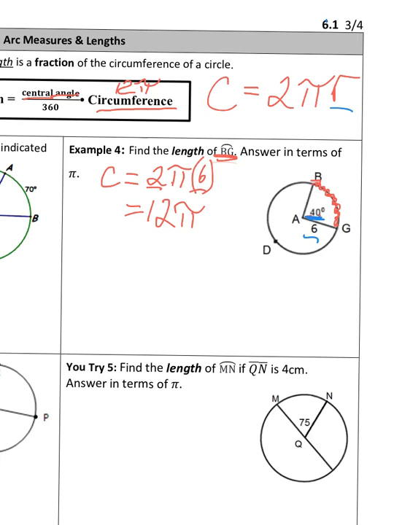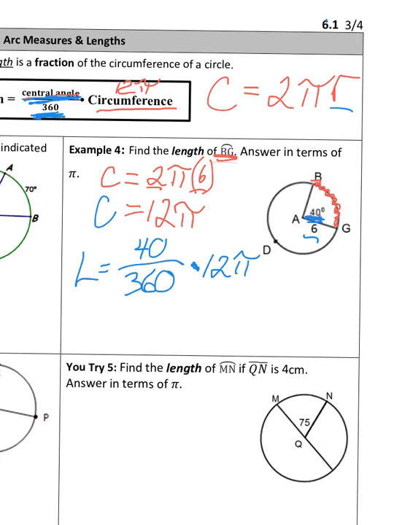So for my equation to find the length, it's going to be 40 degrees, the central angle, over 360. What this is telling me is what part of the circle I want. I don't want the whole thing. I don't want all 360. I want 40 degrees out of 360, 40 degrees out of the whole thing. And what I'm going to do with that is multiply it by the circumference. We found the circumference earlier. It's right up here, 12 times pi.